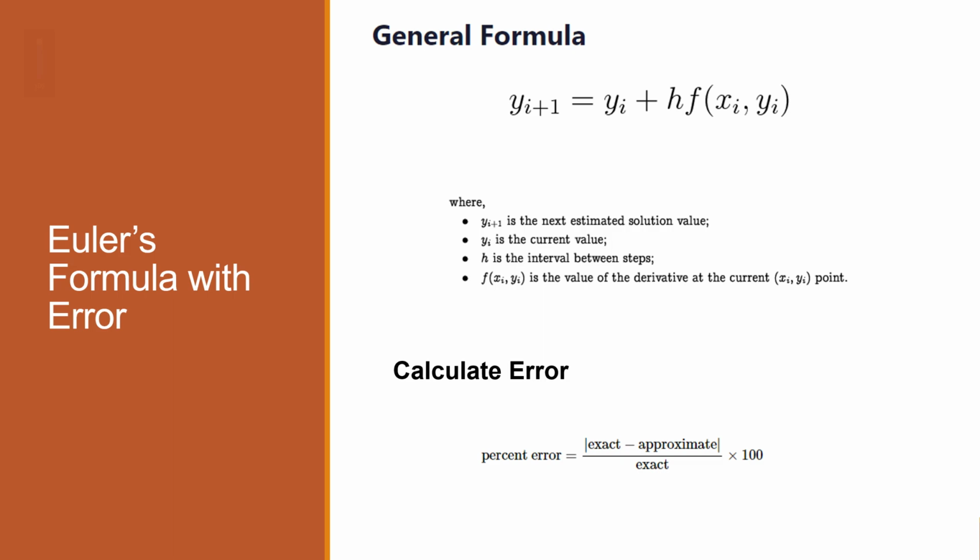To calculate the percentage error between the exact line and the approximate line that you're plotting, you would take the exact, subtract the approximate, and then divide by the exact and multiply by 100.